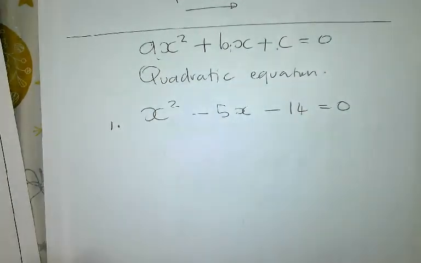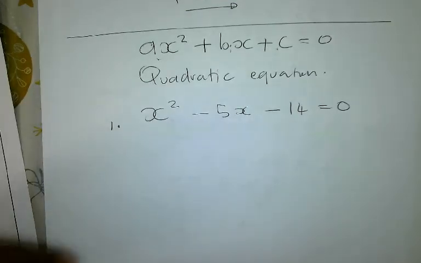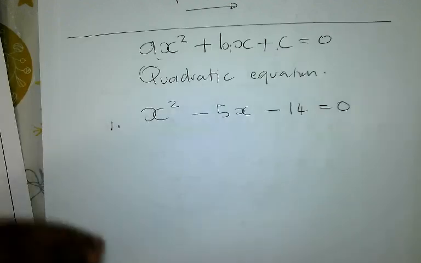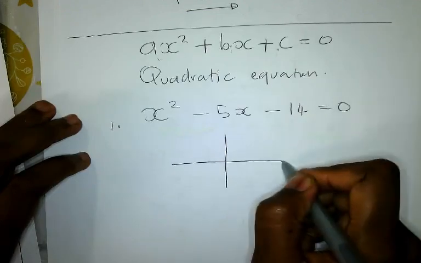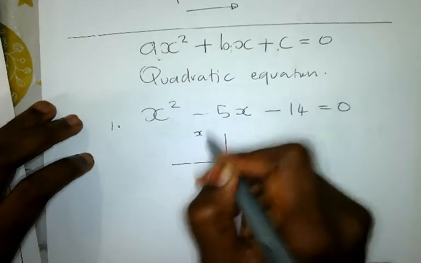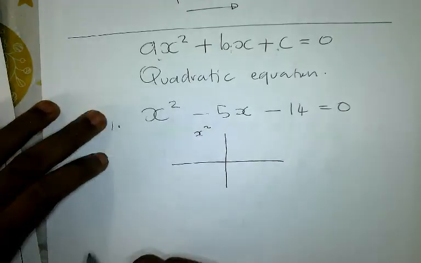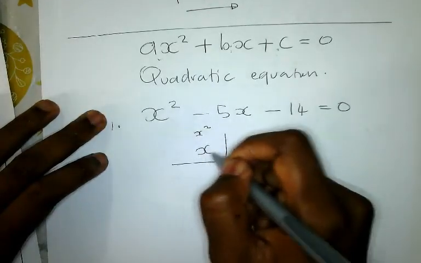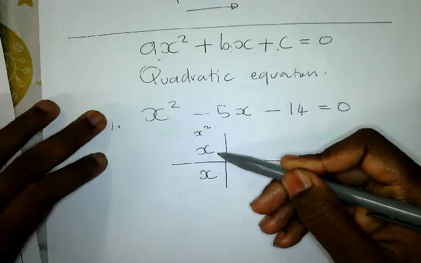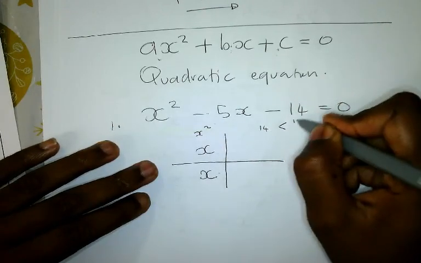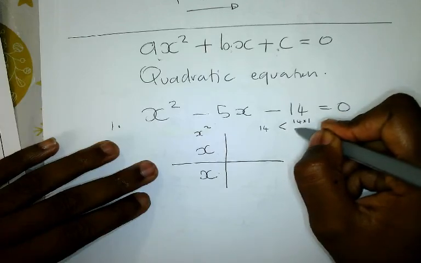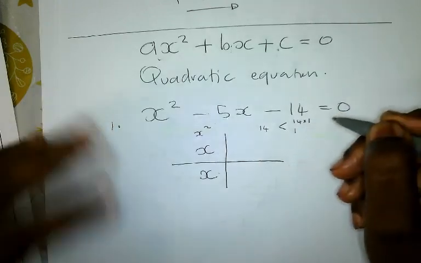How do we factorize? There are many ways of factorizing a trinomial. I'm going to briefly explain the method that I use. So I do cross multiplication. In the first 2 blocks, I write the factors of x squared, which is x times x. x multiplied by x will give me x squared. Here, I'm going to write all the factors of 14, the product, 7 and 2.